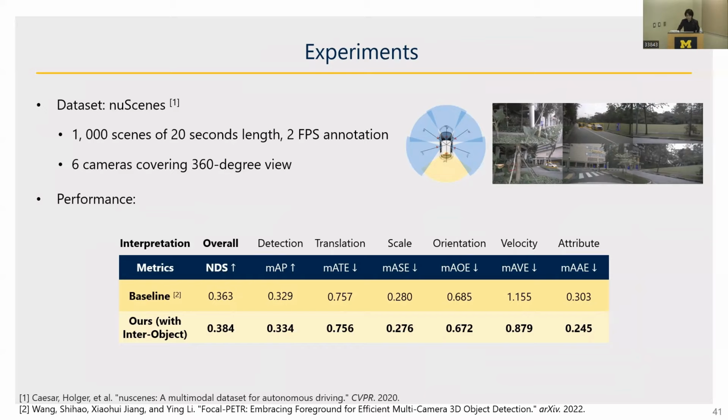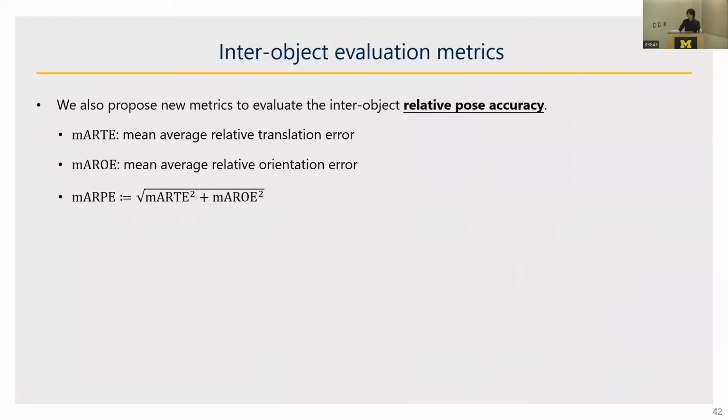We further propose new metrics to evaluate the inter-object relative pose accuracy, other than the individual object's pose. Here, we propose the mean average relative translation error, which is MARTE, and similarly for the orientation error, which is MAROE, and also a pose error, MARPE, by combining the translation error and the orientation error of the relative poses. Their definitions are similar to the translation and orientation error for the individual objects, but just for relative poses now.